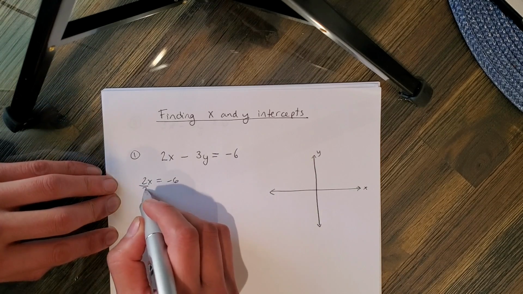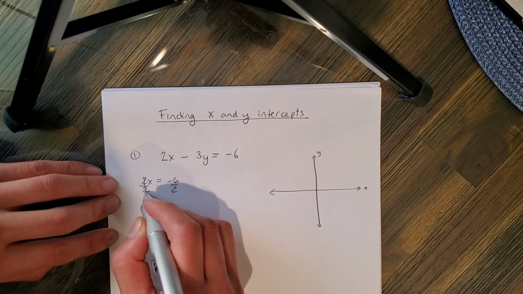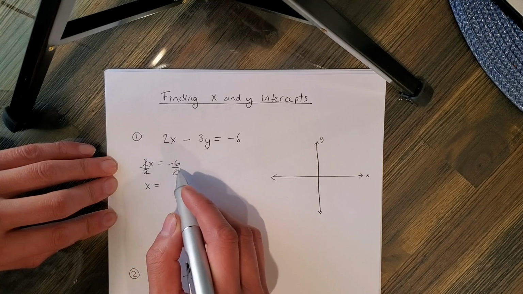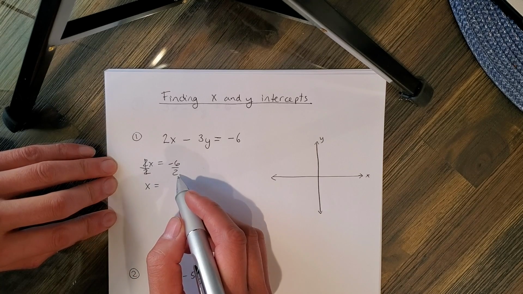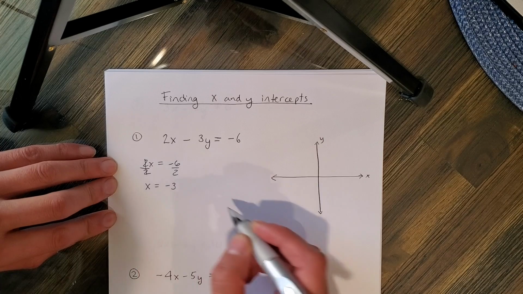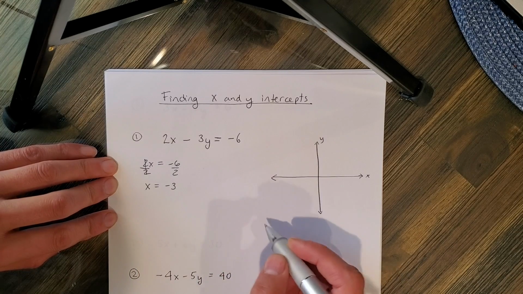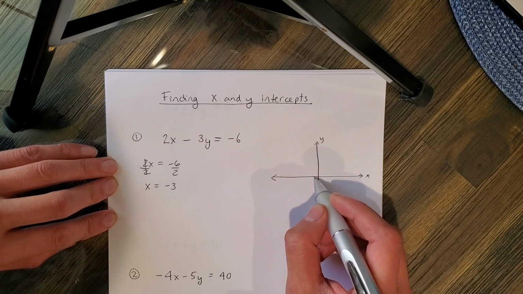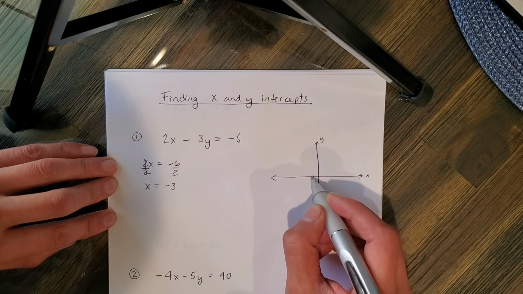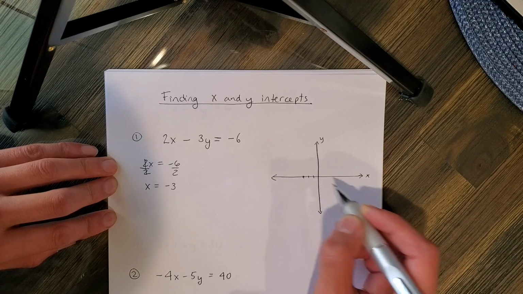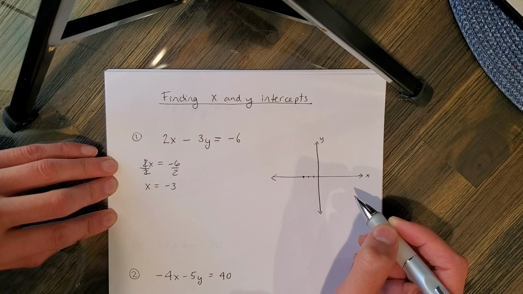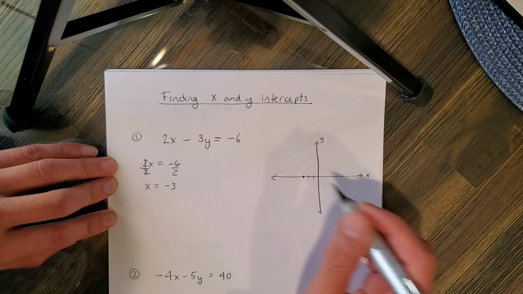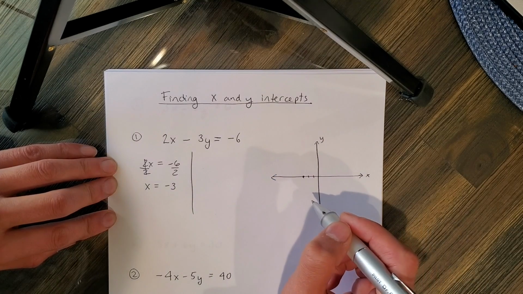So we're going to go ahead and divide by 2 here. So I get x equals, now what's negative 6 divided by 2? That's negative 3. So that's my x-intercept. That means on the x-axis I find negative 3, so it's going to be on the left here. It'll be 1, 2, 3 tick marks to the left, and that's going to be my x-intercept, okay? So that's the x-intercept. Now let's find the y-intercept, okay?